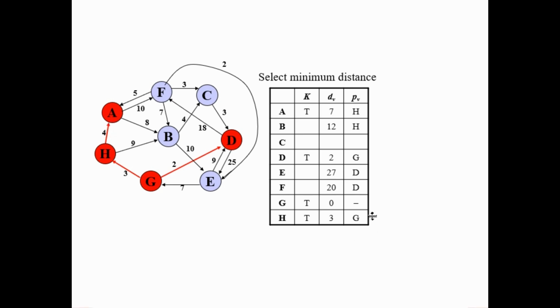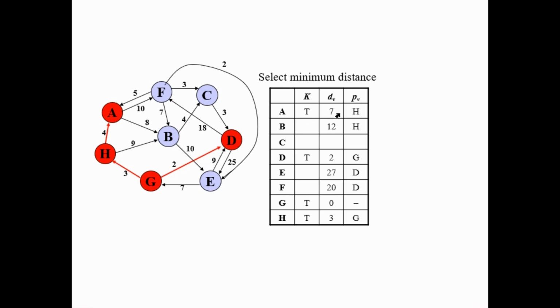Let's see. F and B are not visited, but their distances are already calculated. So let's see if the new distances are better than the previous ones. How can they be better? When the new distances are less than the previous distance, then we will replace those distances. Let's check if this is possible for F.